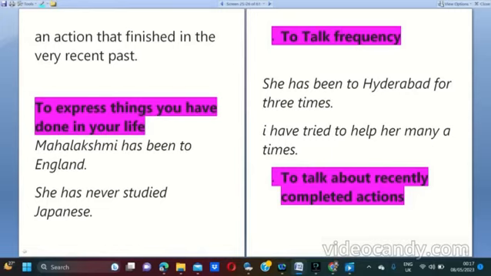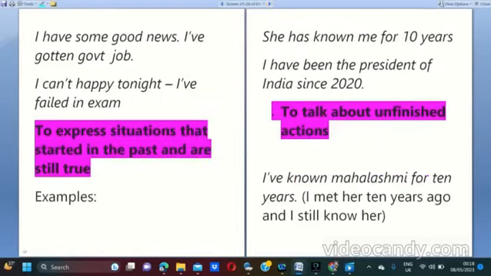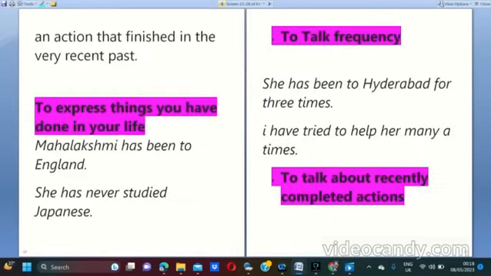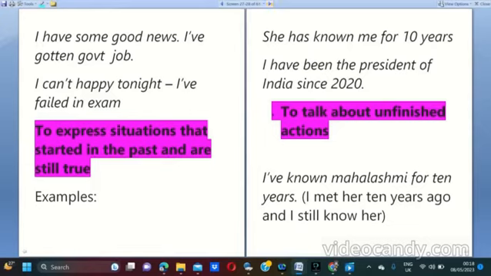Next condition: to talk about recently completed actions. We can use present perfect tense to talk about recently completed actions. I have some good news. I have gotten a government job. I can't be happy tonight. I have failed an examination. See, what is the condition here? To talk about recently completed actions, we can use these kinds of statements. We can use them in combination with simple present.